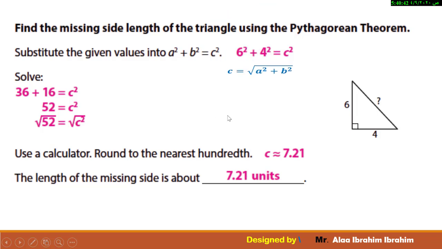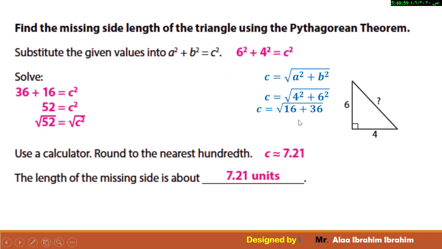The other way again: I have to find the hypotenuse here, so I have to make it plus. The hypotenuse always plus. Remember, plus. So this is a power 2 plus b power 2, so we make it 4 power 2 and 6 power 2, and add them together, 16 and 36. So the root finally gives you this.